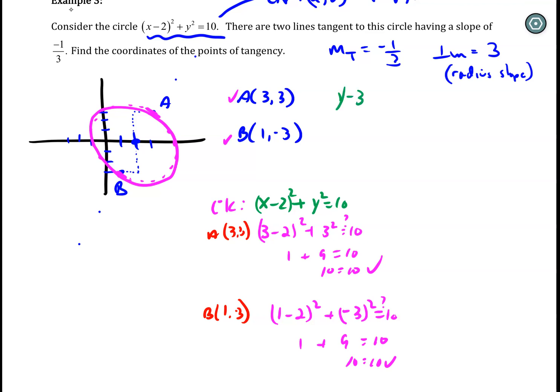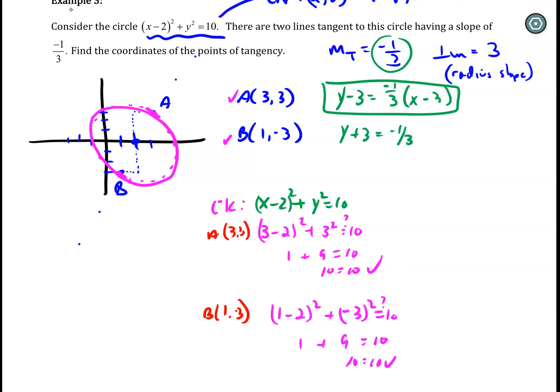So y minus 3 is equal to, slope of the tangent line is here. This is our slope of our tangent line. Negative 1/3 x minus 3. There's your first equation. Second one, y minus negative 3, so that's plus 3. Again, slope of the tangent line is negative 1/3 x minus 1. And then we have that final piece.